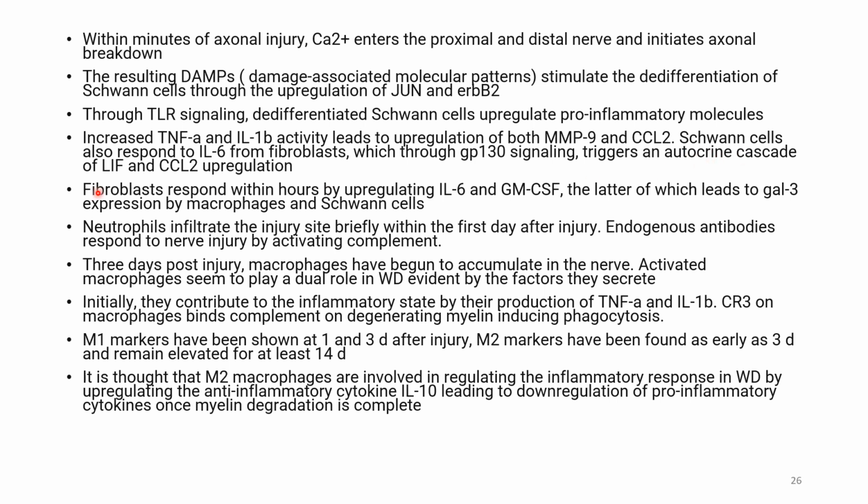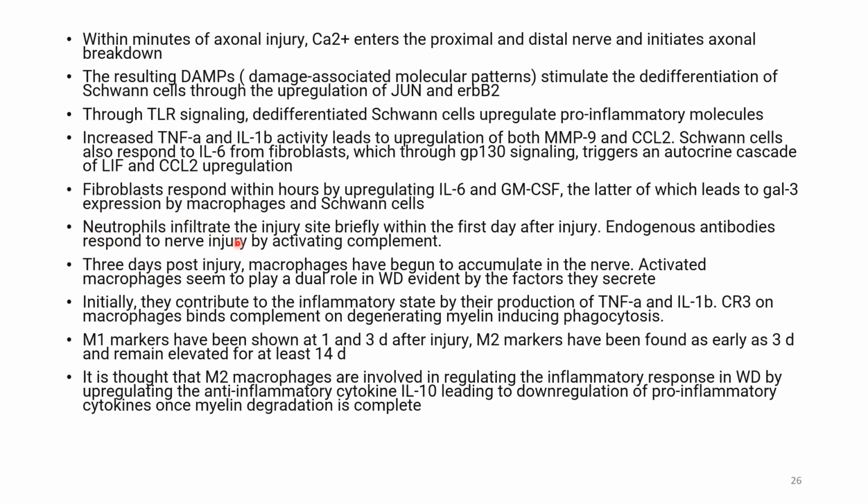The Schwann cells will also be activated by interleukin 6, which is released from the fibroblasts through GP130 signaling. Okay, they will trigger the autocrine cascade of LIF and CCL2 upregulation. So this LIF and CCL2, all these are pro-inflammatory. Fibroblasts will release interleukin 6 and GM-CSF. GM-CSF will lead to expression of Gal3 on the macrophages and Schwann cells.